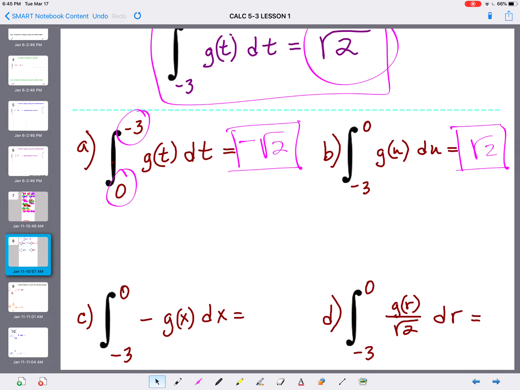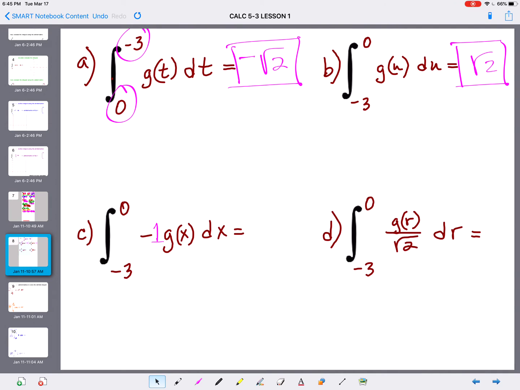Now, notice what they did here. They have a constant times the function. The constant is -1. So let's factor out, or not factor, but let's bring out that -1 in front. -1 times the integral -3 to 0 of g of x. So here we go. We've got -1 times the square root of 2. Perfect. That's -√2.